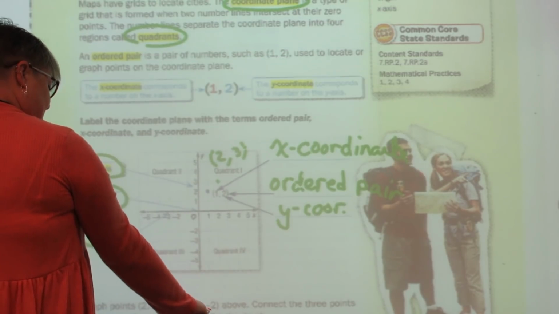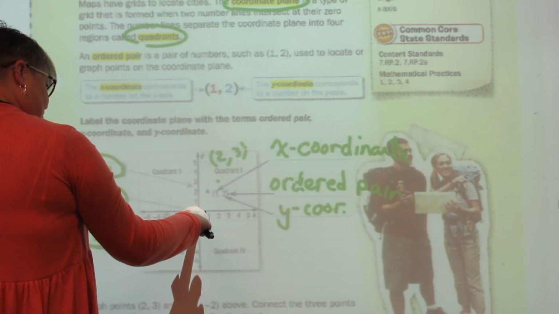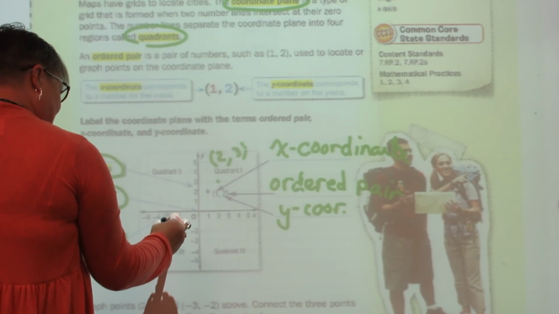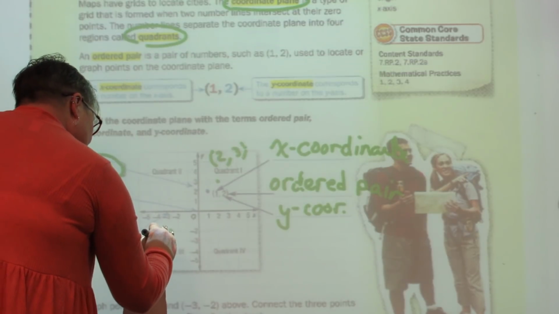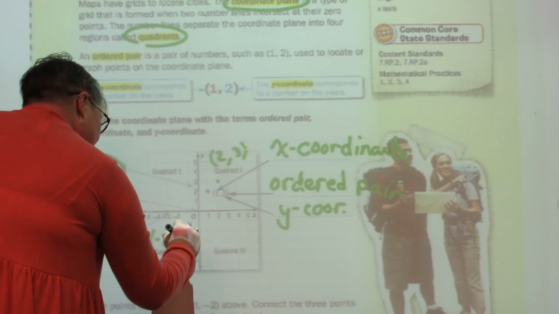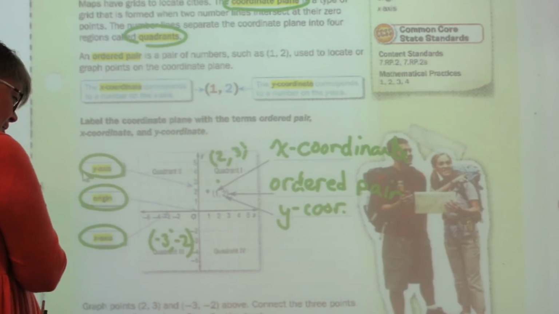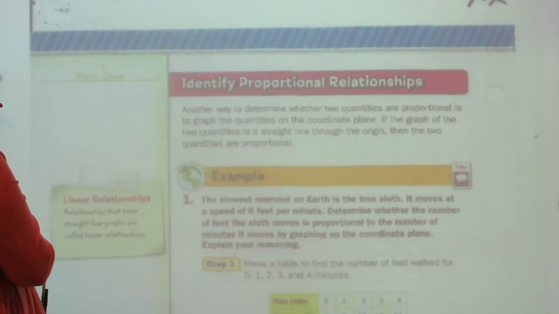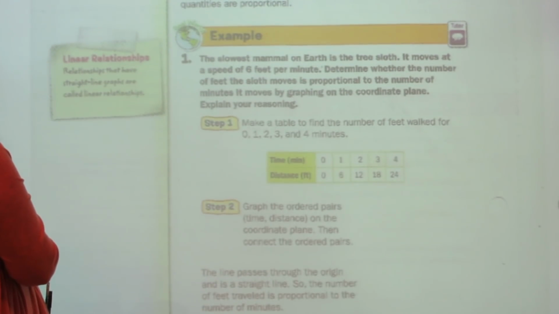The point (-3, -2) tells me I still walk in the front door. I walk -3, so I go to the left 3. And then down 2, I'm going to take the elevator down 2 floors. And again, I always label my point, and I use the parentheses. Hopefully that makes sense for you. So let's look at proportional relationships when they're in a graph.